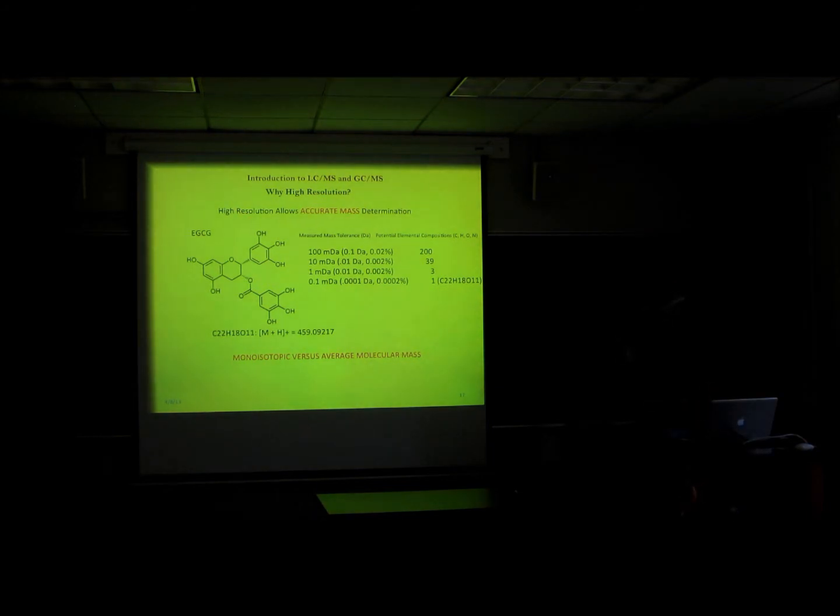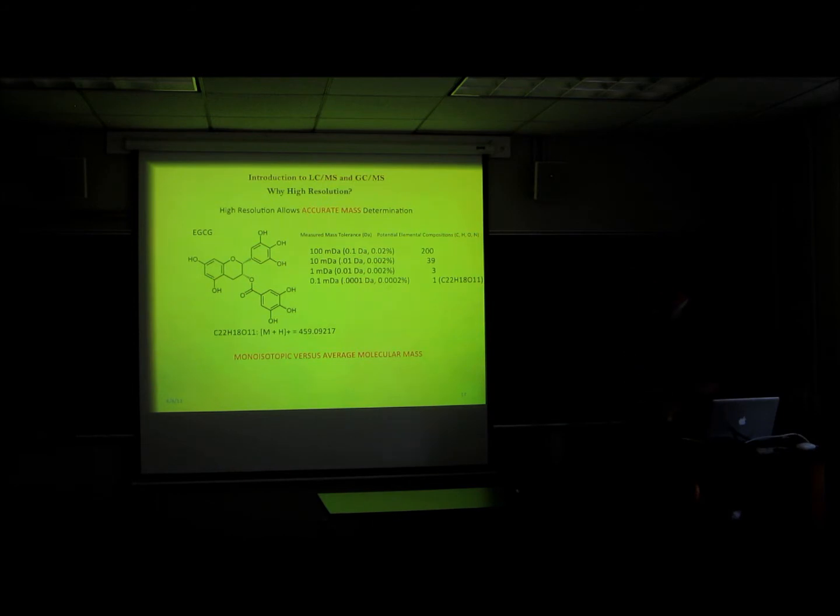Why would you want high resolution? FTICR mass specs and the time-of-flight mass analyzers that I spoke about are high resolution techniques with high mass accuracy. Why do you want that in MS mode or MSMS mode? It's really for discovery purposes. You don't need incredibly high mass accuracy to detect. But if you're doing discovery where you're trying to identify unknown compounds in a mixture, high resolution allows more accurate mass determination. An example of this is shown here.